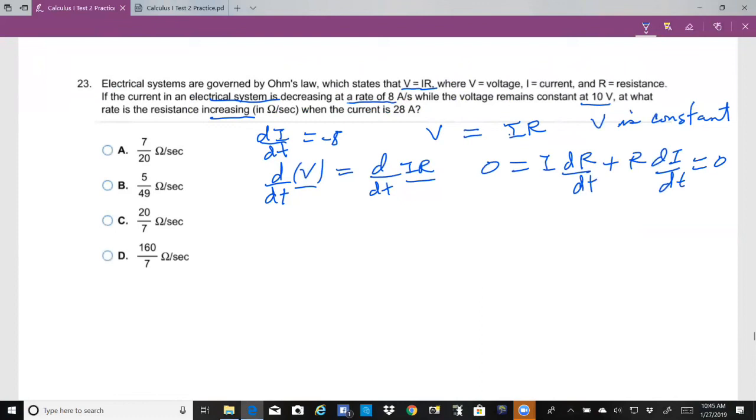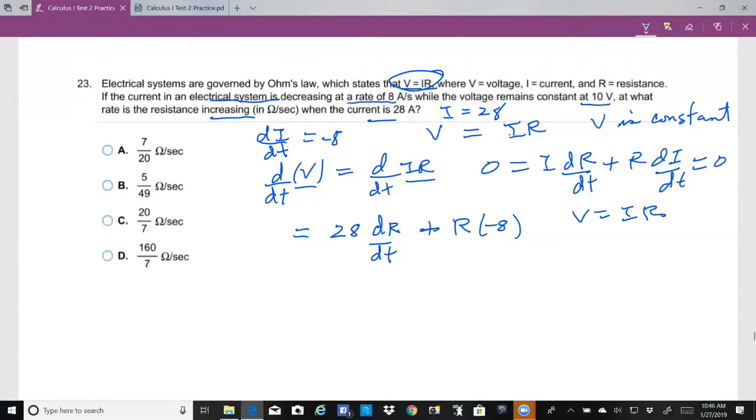So now we need to plug in the current I, which is 28. So we get 28 dR/dt, which is what we want to find, plus R times dI/dt, which is minus 8. To get R, we need to use the fact that V is equal to I times R, and we're doing this at the point where the voltage is 10 and the current is 28. So R is equal to 10 over 28.